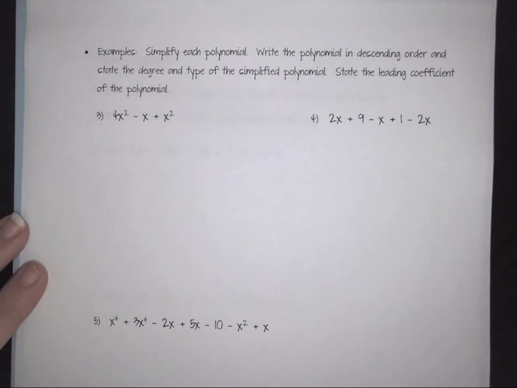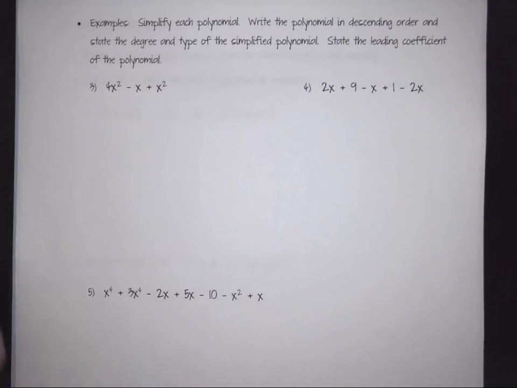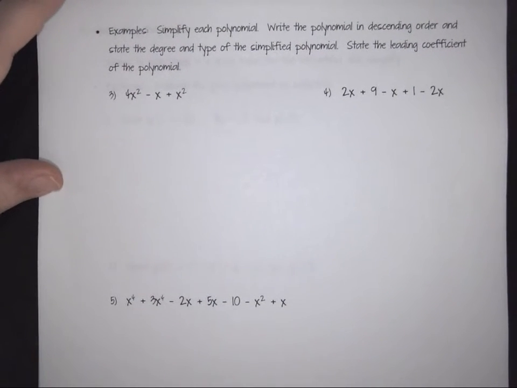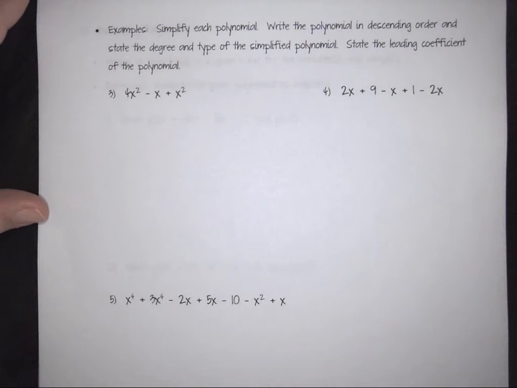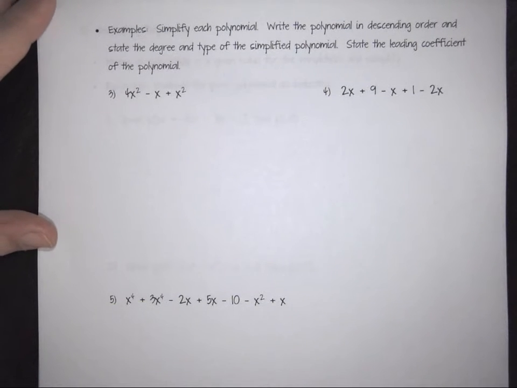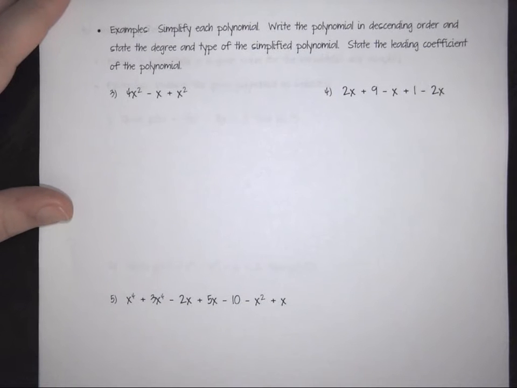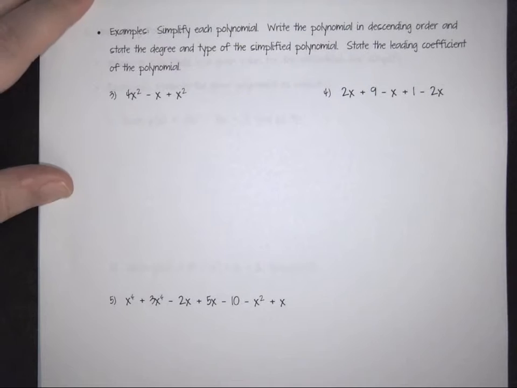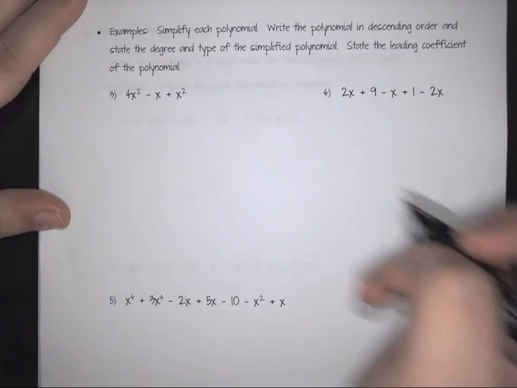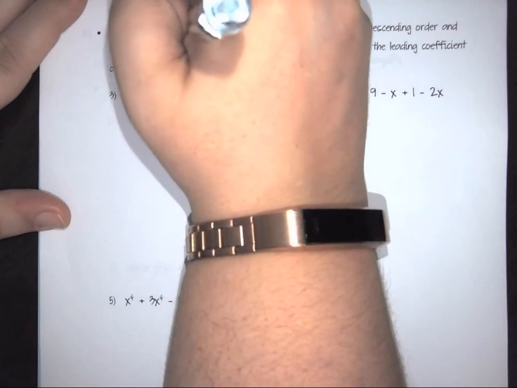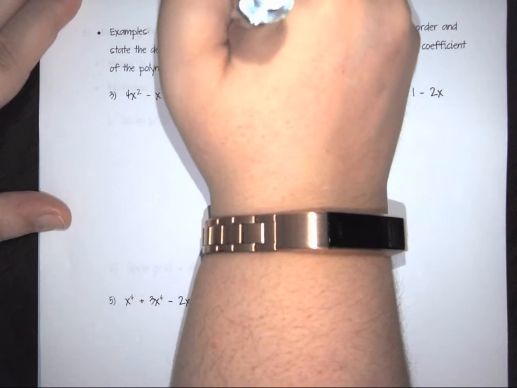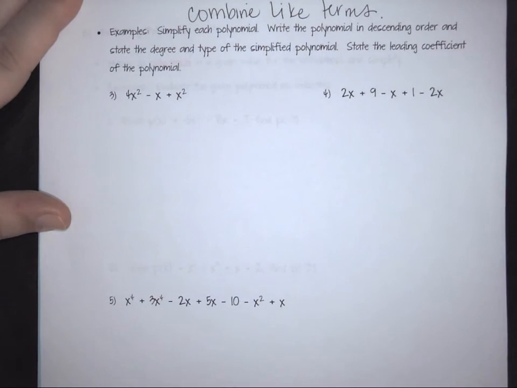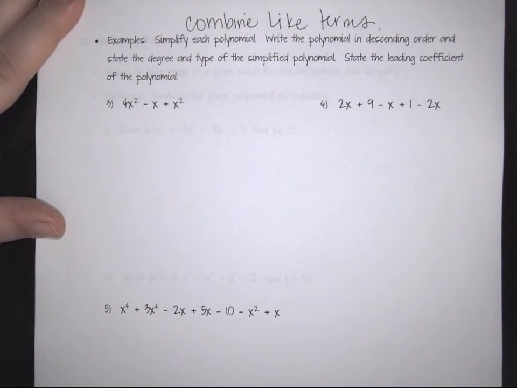Alright, let's look at another one here. This example says that we want to simplify each polynomial. We want to write them in descending order and then state the degree and type of the simplified polynomial. And then finally state the leading coefficient. So simplified essentially means we have to combine like terms. Okay, that is what simplifying means.